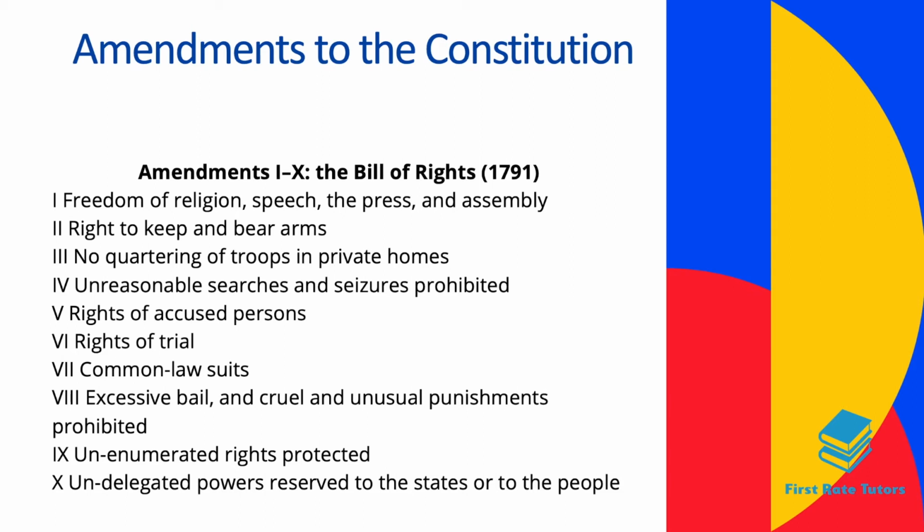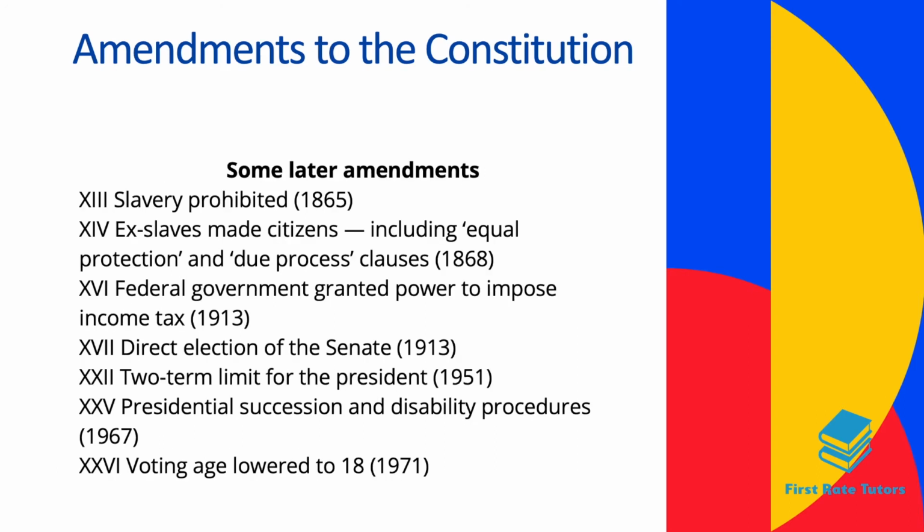So these are not all the amendments. Let's have a look at other amendments which were passed later on. Of course there were later amendments, including the prohibition of slavery in 1865. Also ex-slaves were made citizens, including equal protection and due process clauses in 1868.